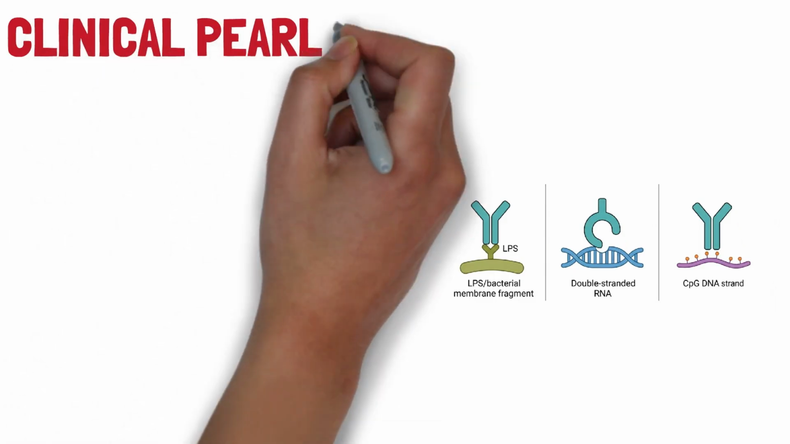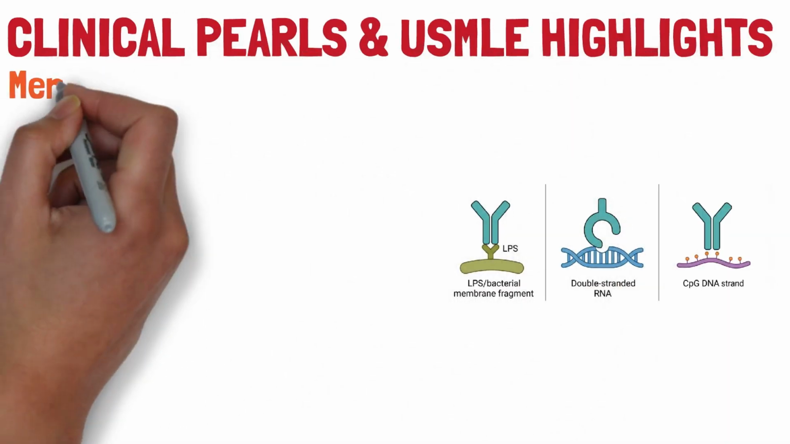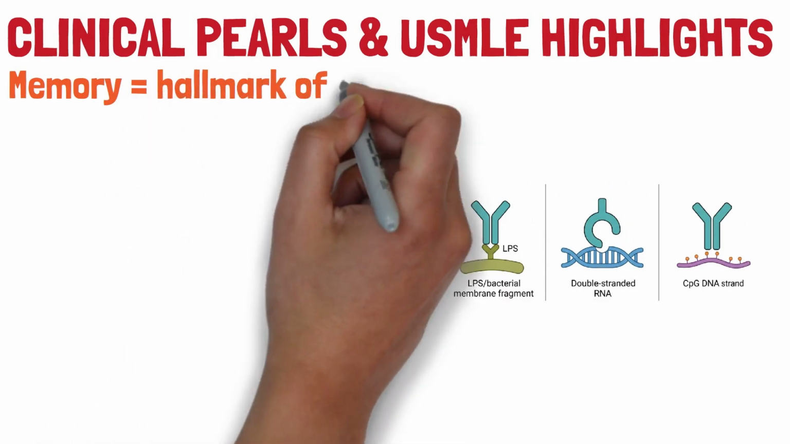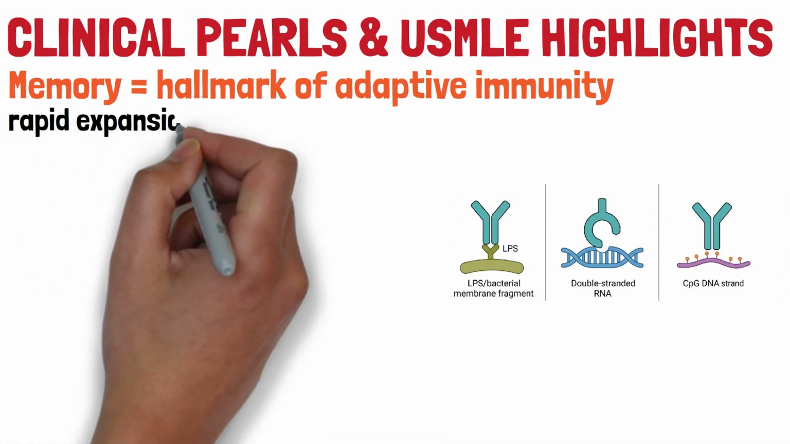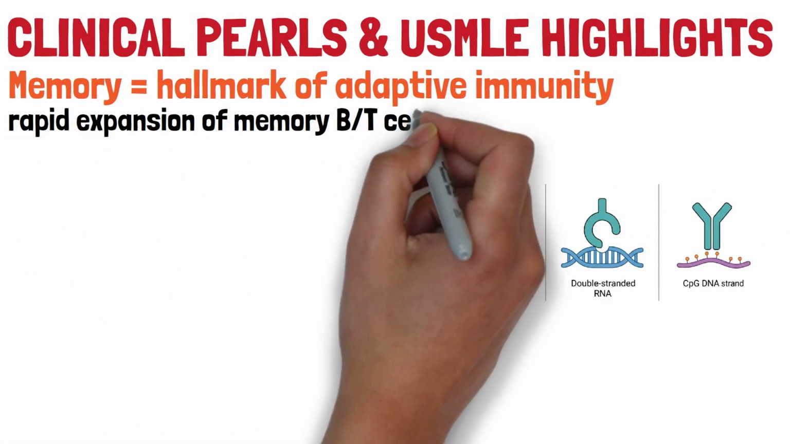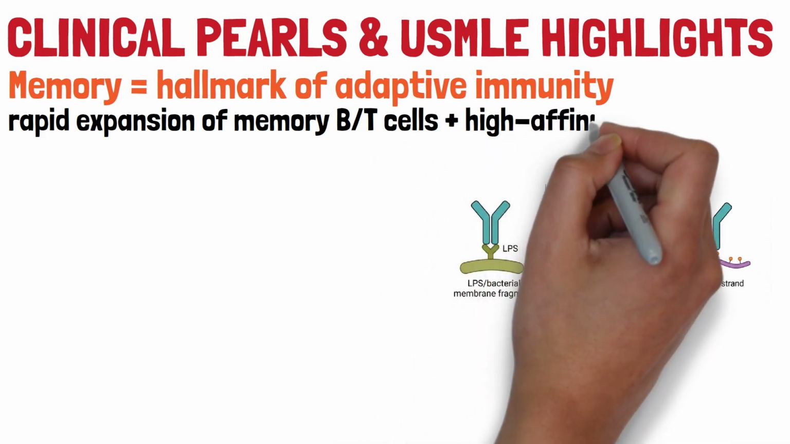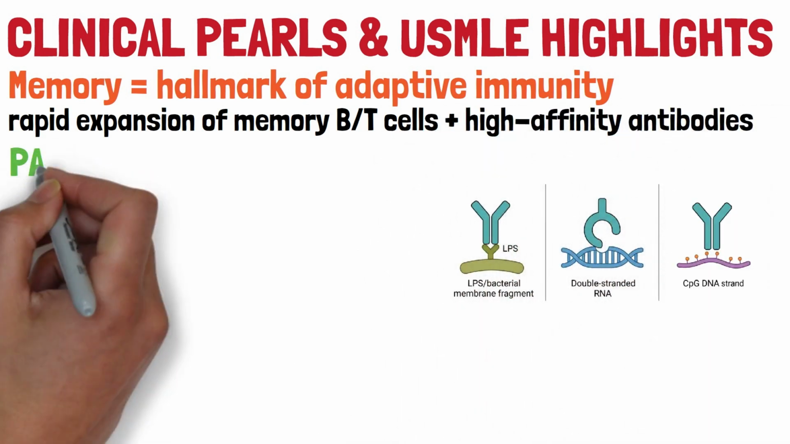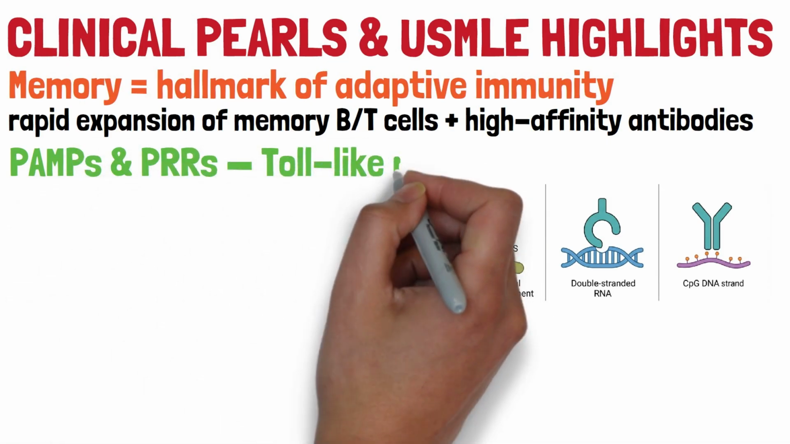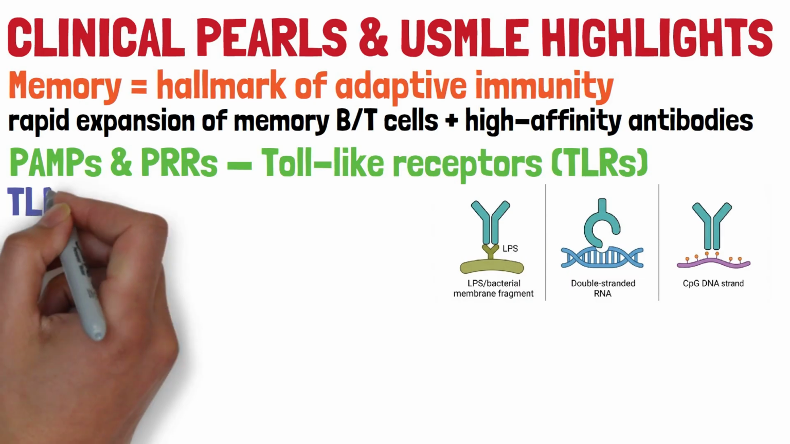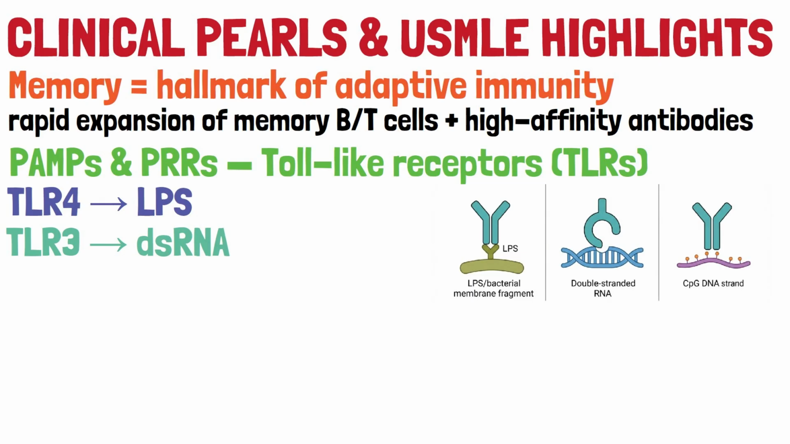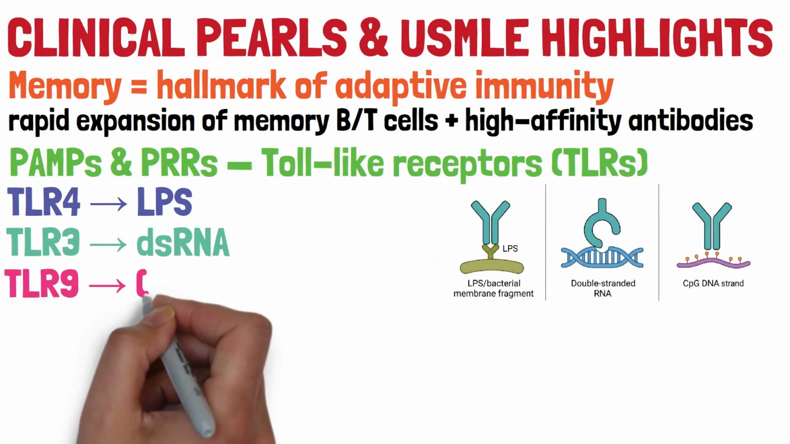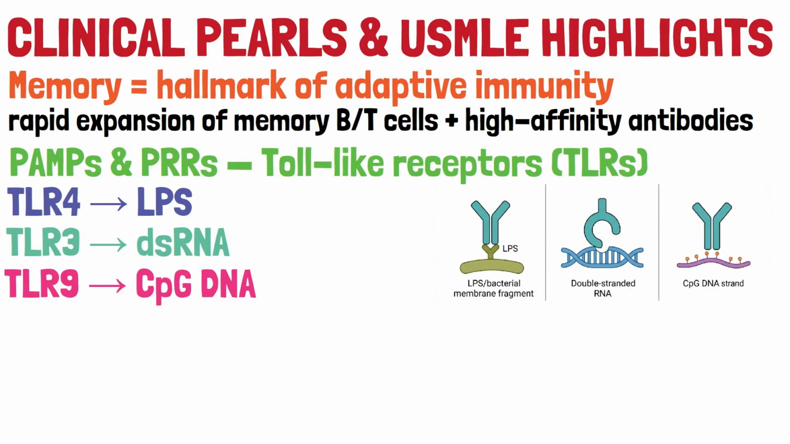So, where does all of this land on your exam? Let's go through the clinical pearls one at a time, starting with memory, the hallmark of adaptive immunity. On secondary exposure, you get rapid expansion of memory B and T cells, plus high-affinity antibodies already primed to respond. Next, PAMPs and PRRs, specifically toll-like receptors or TLRs. TLR4 recognizes LPS. TLR3 recognizes double-stranded RNA. TLR9 recognizes CpG DNA. These three come up constantly on exams, so lock them in.